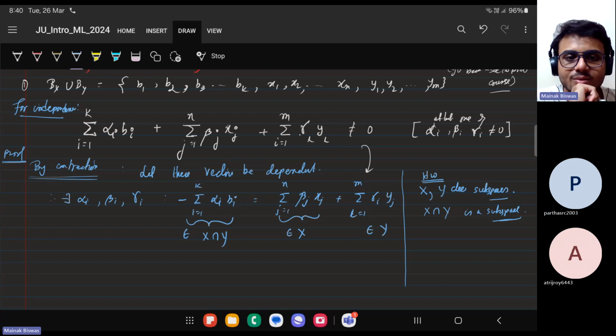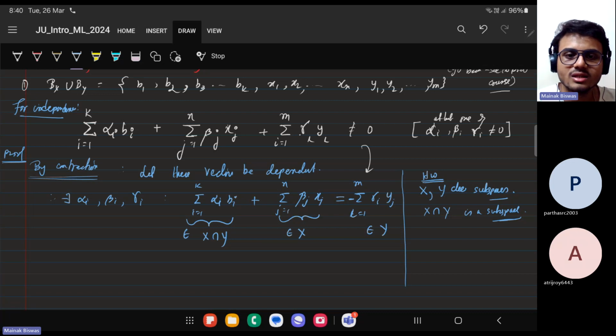The left hand side belongs to X intersection Y. The right hand side belongs to, or also you can take one to the other side and do that. So for example, you can also do this. Say, we can add these two, it is equal to Y, right? This is also possible. Both ways this is correct.